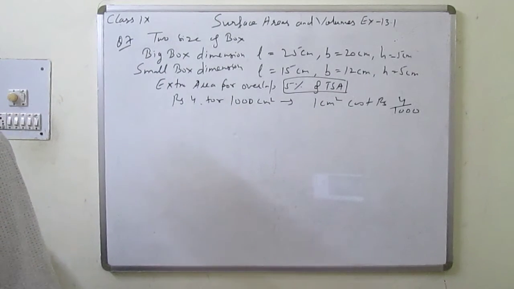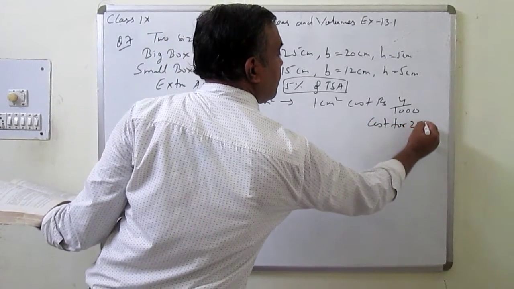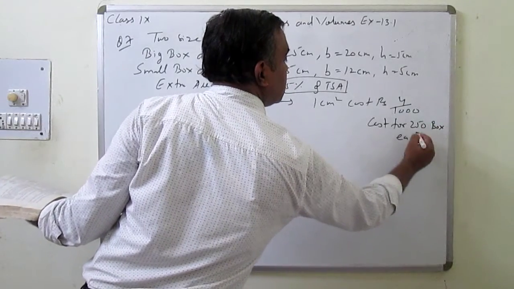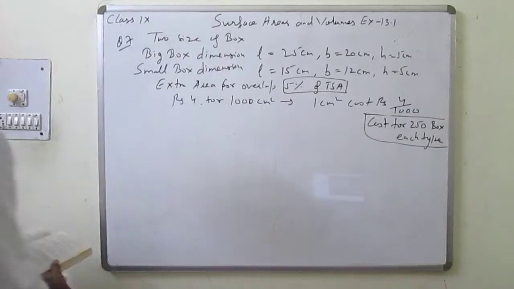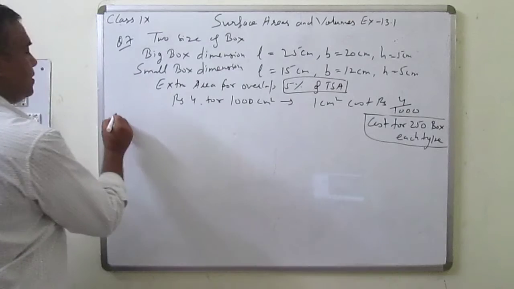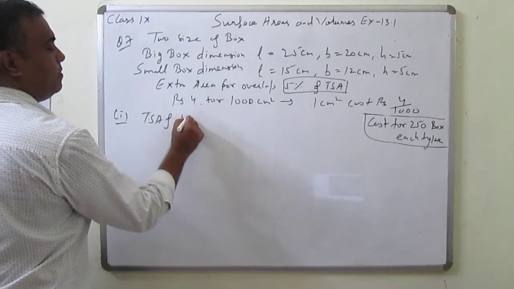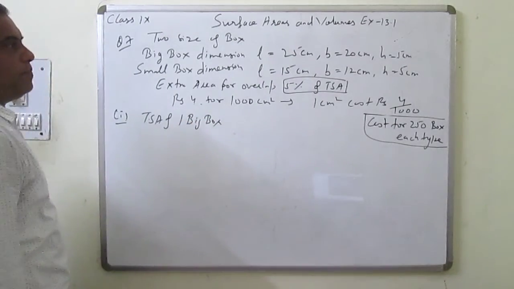Now we have to find the cost for 250 boxes of each type, 250 boxes each type. First we have to find the TSA of one big box.